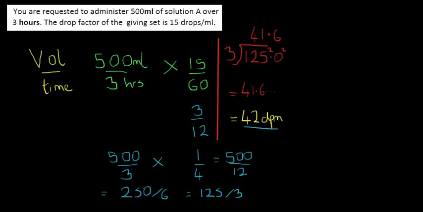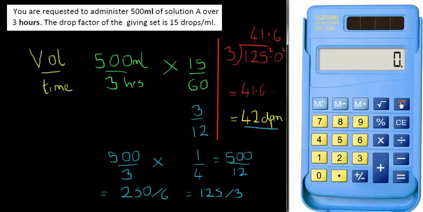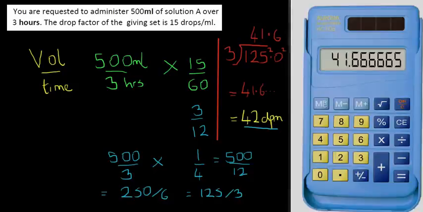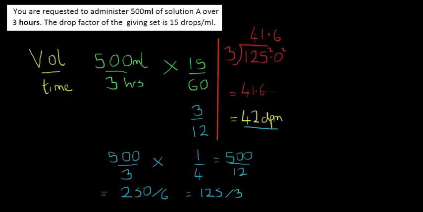So like the last question, let's test that with the calculator. Clear the memory. I have 500 over 3 times 15 over 60. And our answer is indeed 41.6 recurring, and we would be expected to know how to round to the nearest whole number, giving us 42. Just to reiterate, the rounding occurred because that value there after the decimal was 5 and above, and that allowed us to round to 42. Excellent. On to the third example.